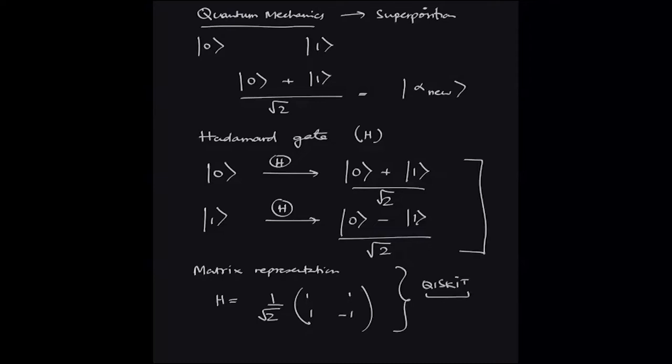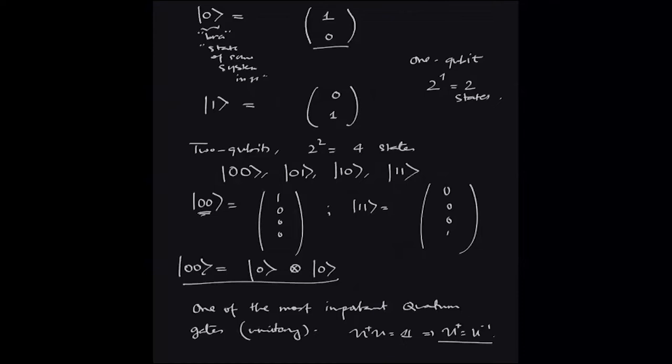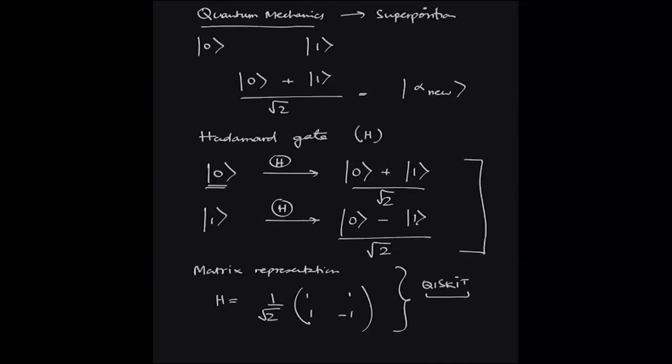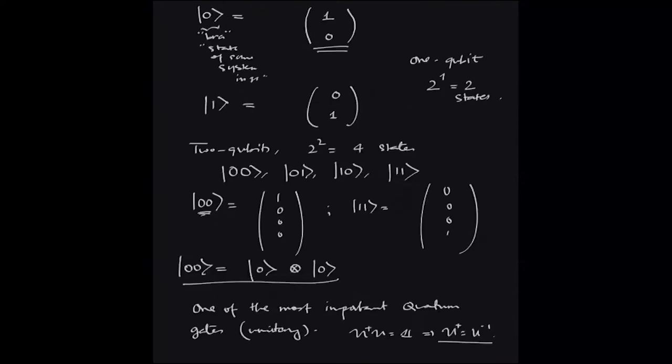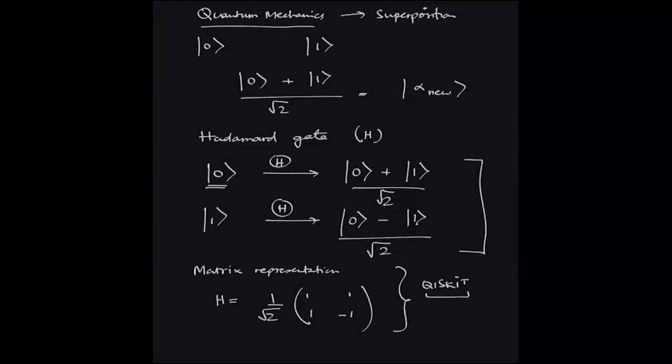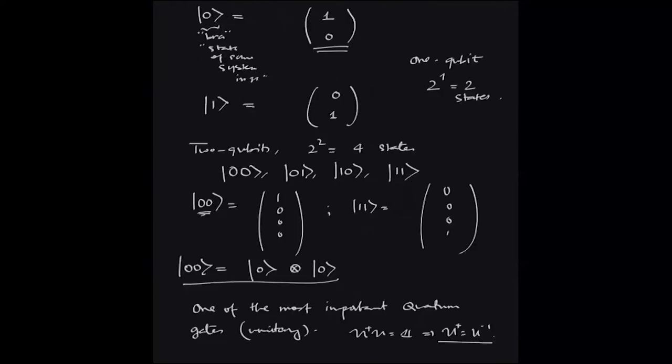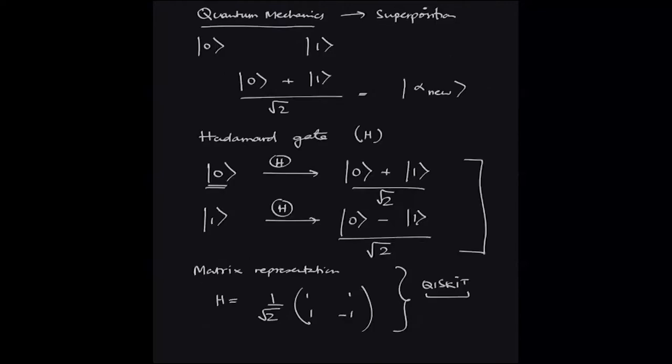So for example, if I take the zero state, which is represented by this, a row with two elements, and we multiply this matrix to this, what we'll get will be given by this matrix. So this is also a row vector, which is (0 plus 1) divided by root 2. So it's basically 1 by root 2, 1 by root 2. Right? So it's very easy to check that this is indeed true. Okay, so this is the Hadamard gate.